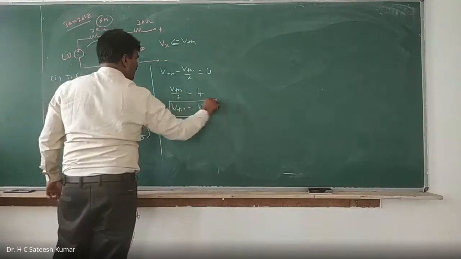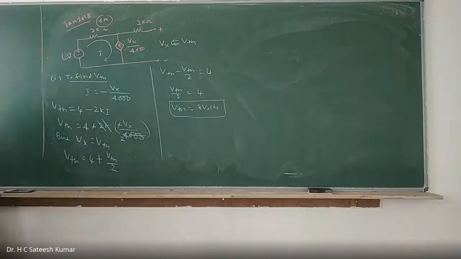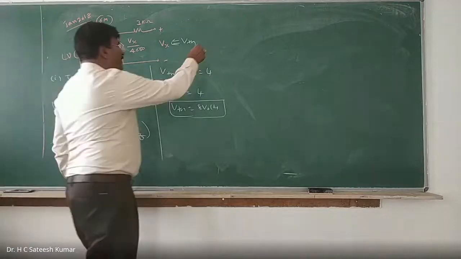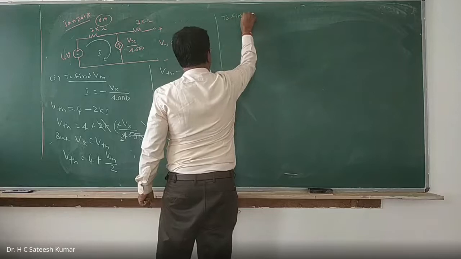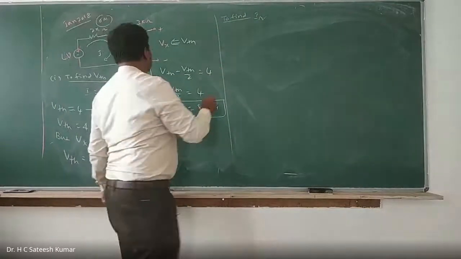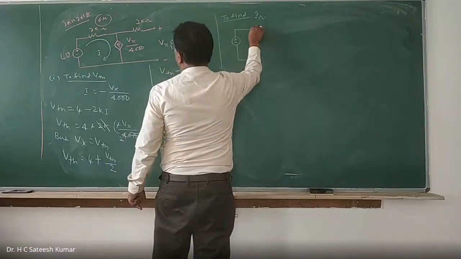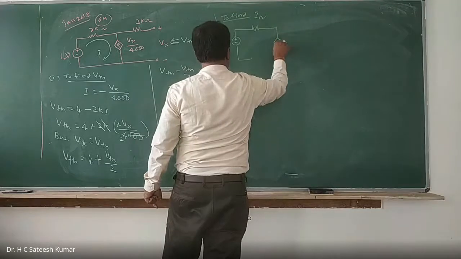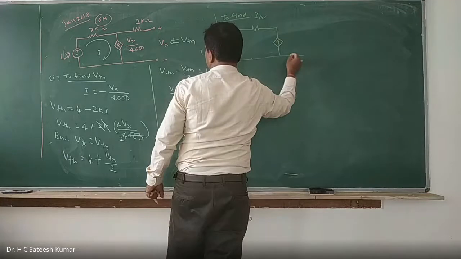This is a very interesting problem that I have seen. Okay, right. Let us move on to the next one. To find IN, because a dependent source is there, we'll have to find out VTH as well as I Norton. Carefully observe this. Chance of making a mistake is maximum in this one.